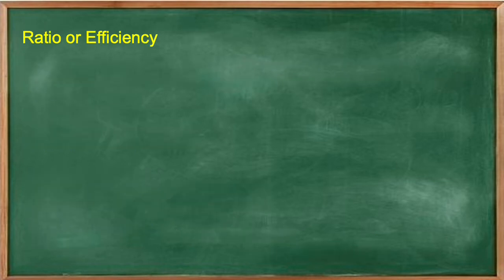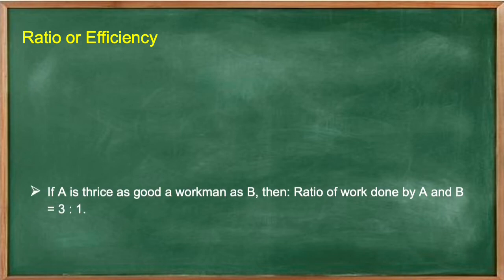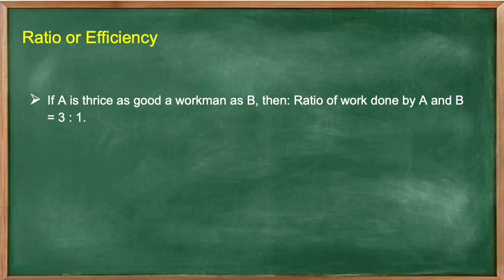Ratio of efficiency. Efficiency means how much work one person can do in one day. And we can find the ratio of time easily if the ratio of work or efficiency has been given in the question. For example, if A is thrice as good a workman as B, then the ratio of work done by A and B is 3:1. Since A is more efficient than B, definitely the work done by A will be more than the work done by B. That is why the ratio of work is 3:1.